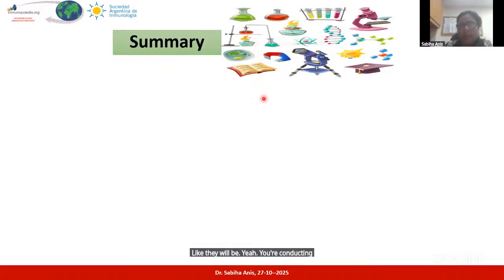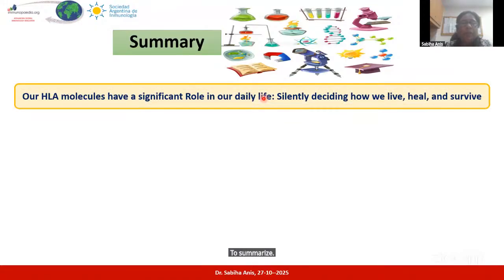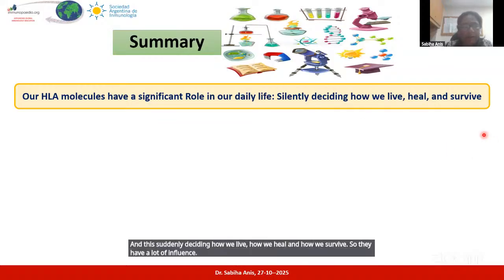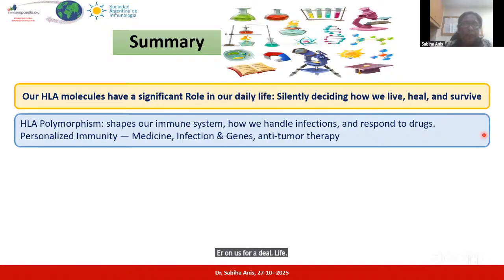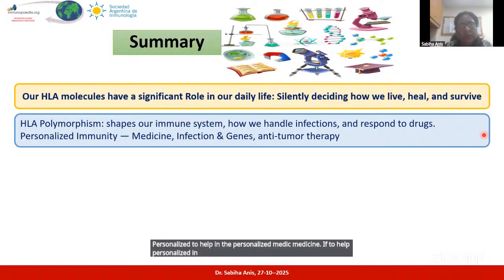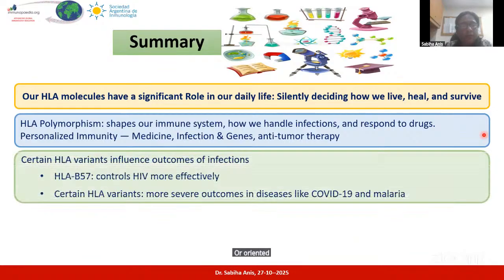conducting. So to summarize, our HLA molecules have a significant role in our daily life, and they're silently deciding how we live, how we heal, and how we survive. So they have a lot of influence on us in our daily life. Polymorphism shapes our immune system, how we handle infections or respond to drugs, and so it helps in personalizing our immunity, to help personalized medicine, personalized response to infection or oriented chemotherapy and so on.